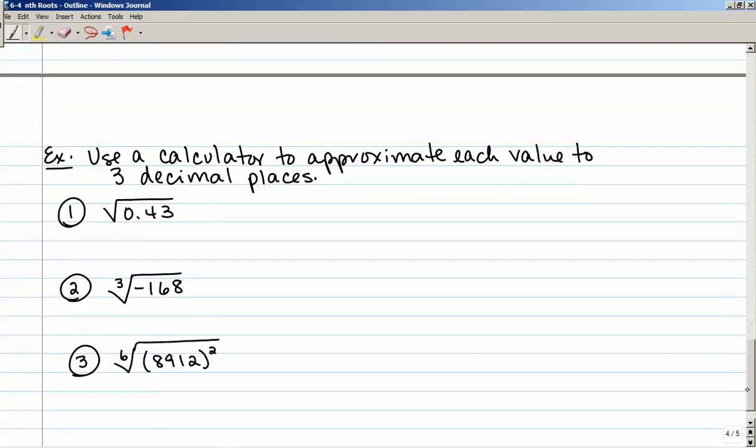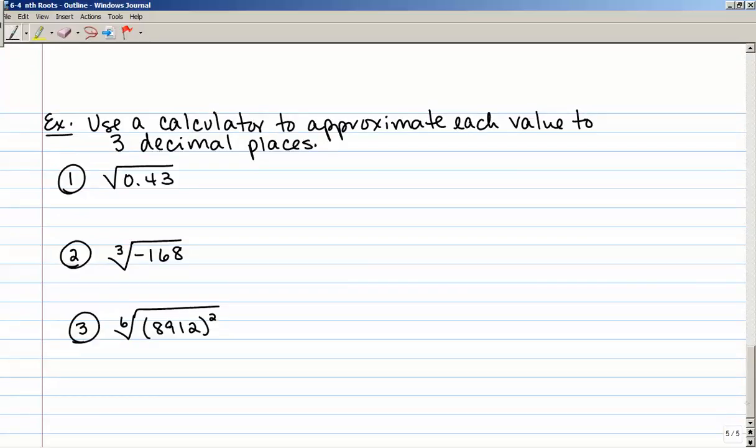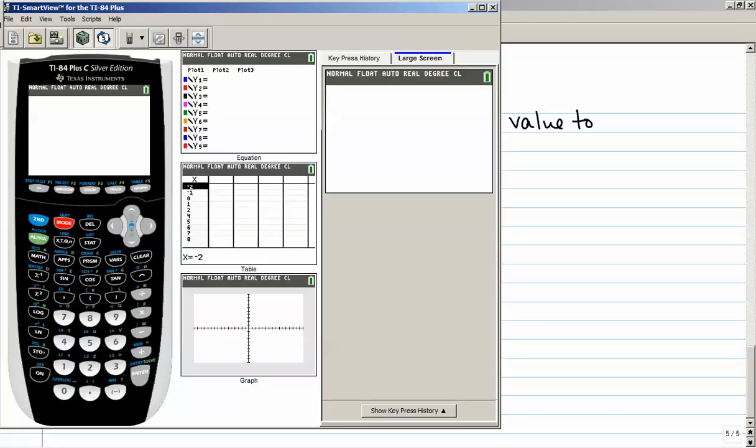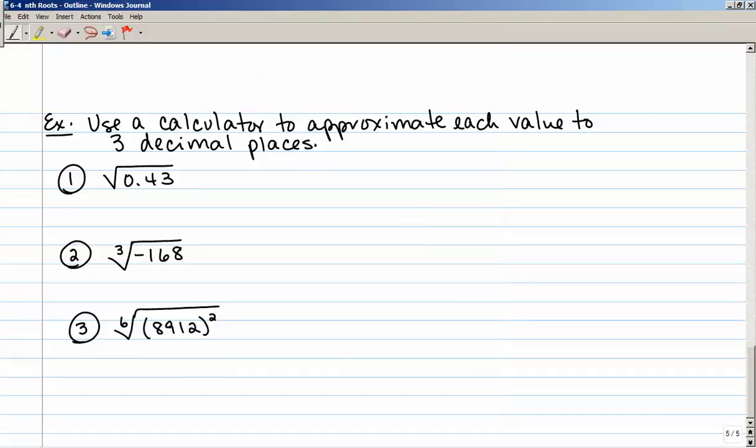And the last example here is just to show you how to use your calculator to approximate these. So we're going to use our calculator to approximate each value to 3 decimal places. And notice these are a little gnarly looking. Okay, so let's do the square root of 0.43. So pretty straightforward, square root 0.43. That one's pretty easy. And that gives me approximately 0.656.